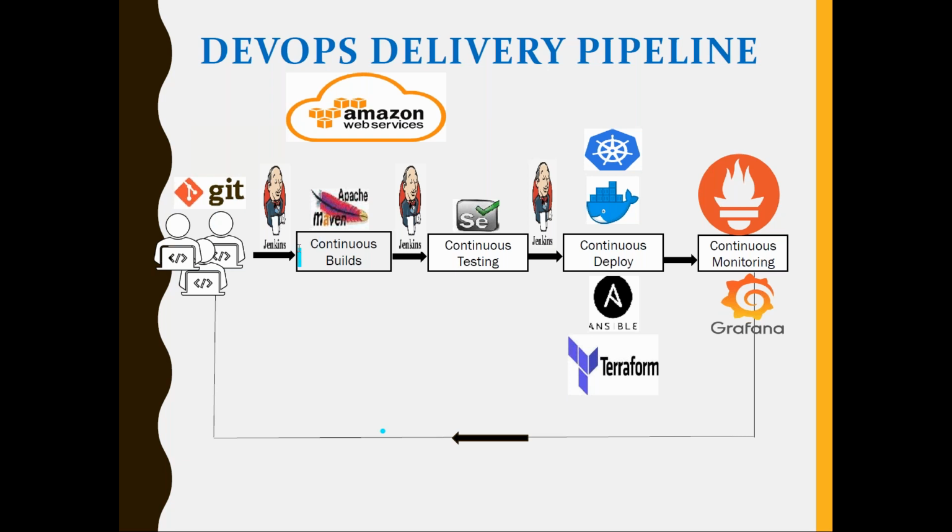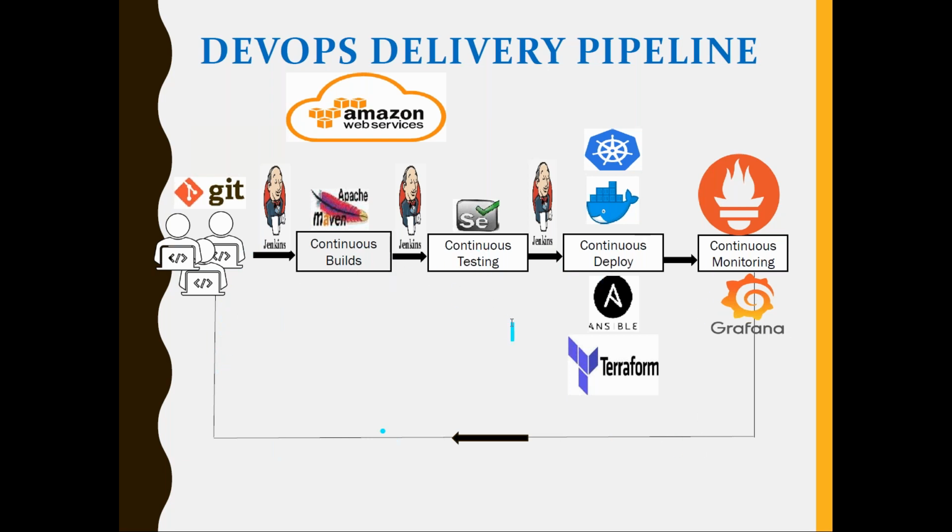Then Jenkins will pull the code and implement continuous builds using Maven. Once that is done, test cases are executed. Test cases may be written in Selenium or UFT or JUnit, whatever it is. Testers will write those test cases, and they will be executed here. Then it is deployed using Docker and Kubernetes. Infrastructure is provisioned with Ansible and Terraform, and then monitored with Prometheus or Grafana. Then feedback can be sent to the respective teams. This is a very brief overview of the pipeline.